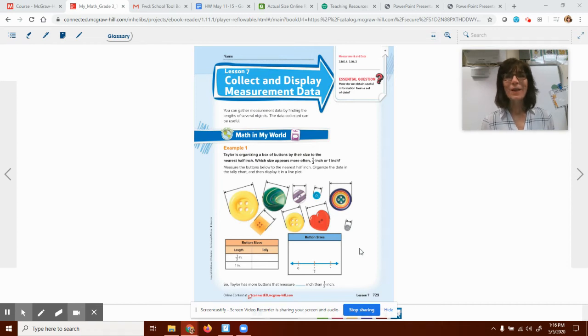Hi, everyone, and welcome to Lesson 7 in Math today. So today we're going to be collecting and displaying measurement data.